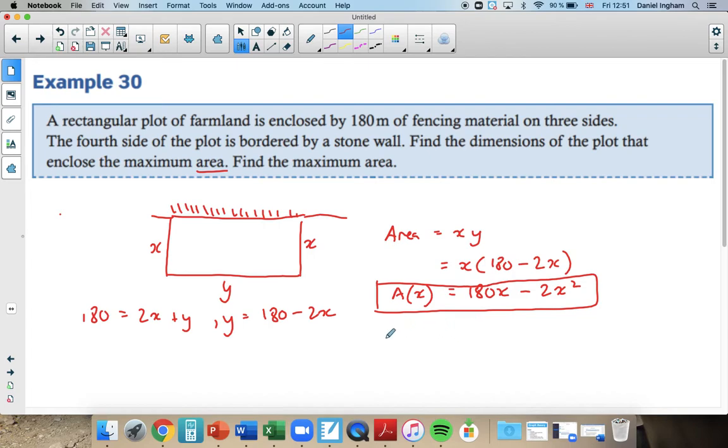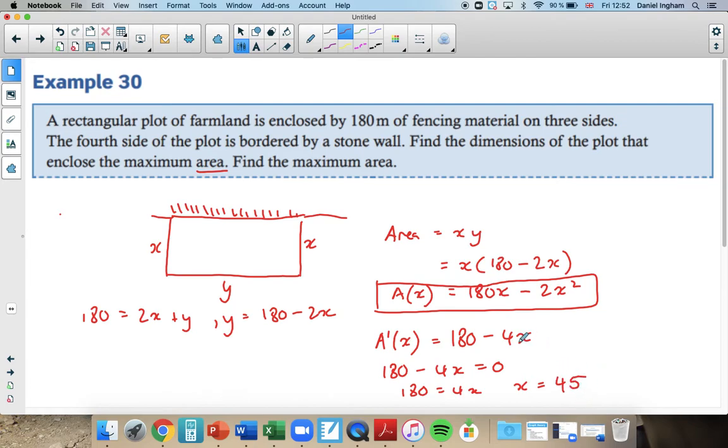So it's a maximum. So we're looking for a local maximum. So we want to differentiate it. So if we differentiate it, we've got 180 minus 4x. And we want to know when the gradient is equal to 0. In other words, when's our local maximum or minimum? So 180 minus 4x is equal to 0. So 180 equals 4x, and that gives us that x is 180 divided by 4, 45.